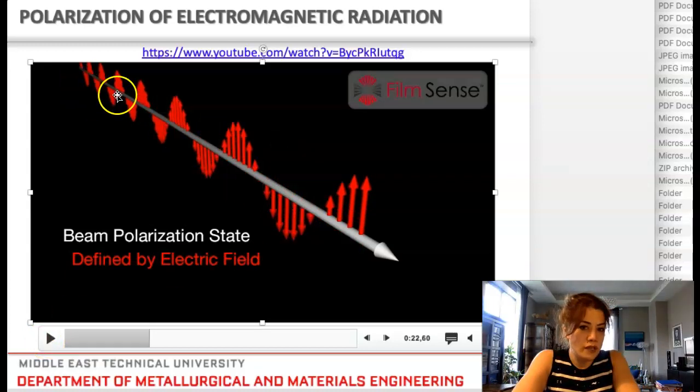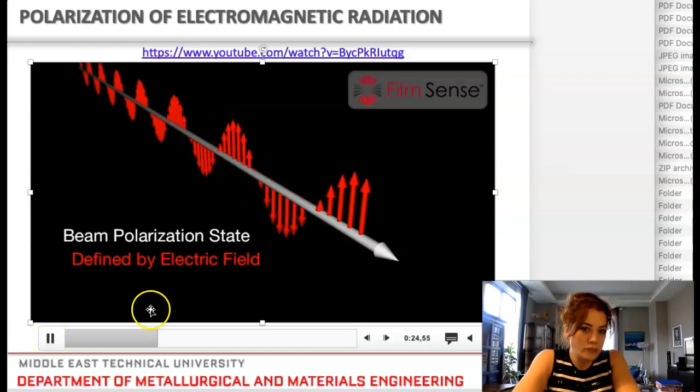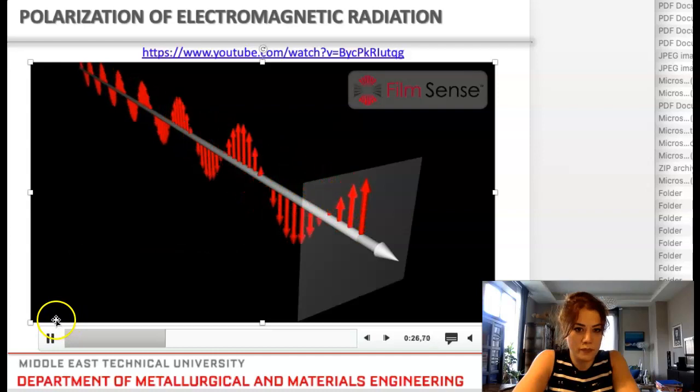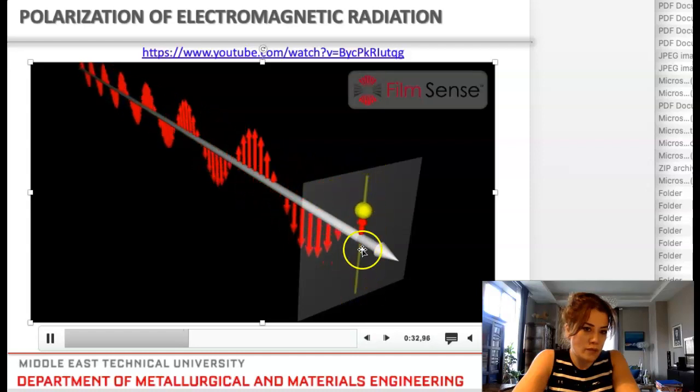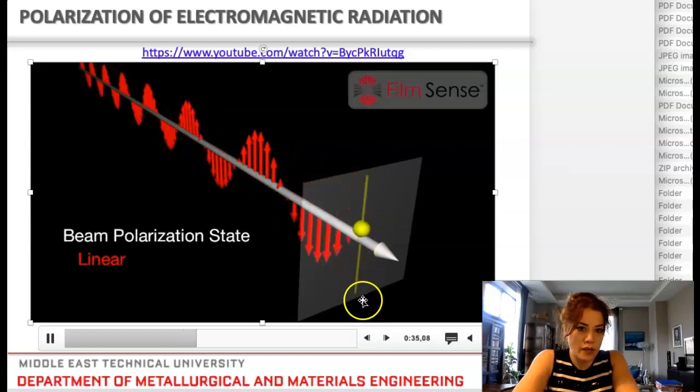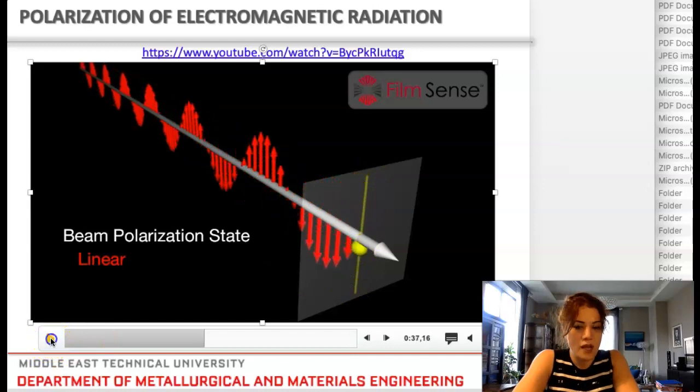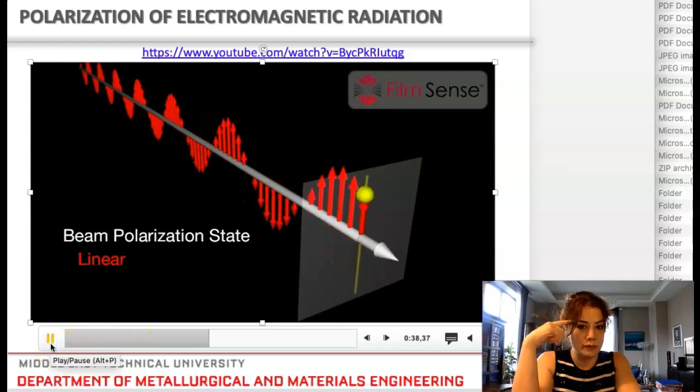If there is only an electrical component, of course we call it a linearly polarized field, okay? At that screen, we see either up and down oscillation, and that is a linearly polarized state. You can obtain this linear polarization by having the same amplitude and same phase in the electrical and magnetic components as well.